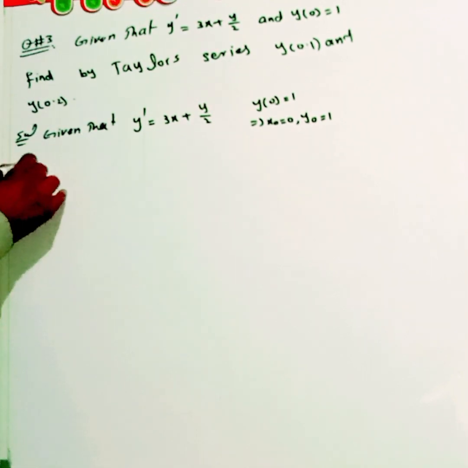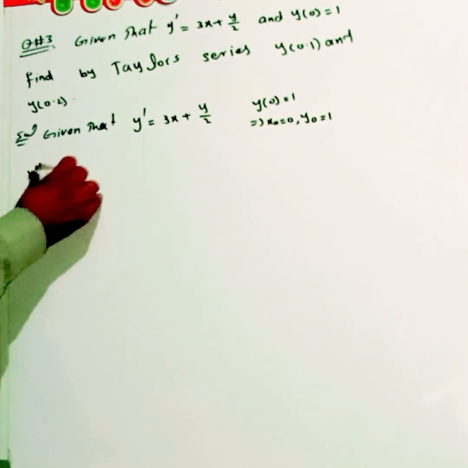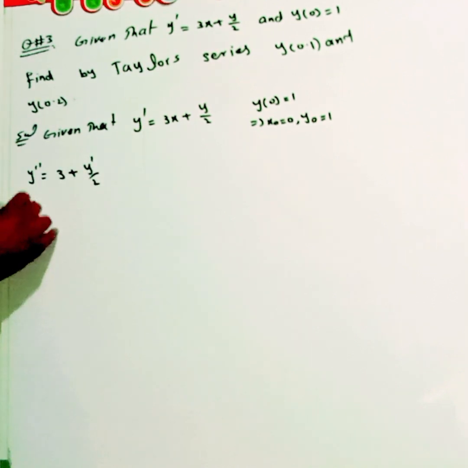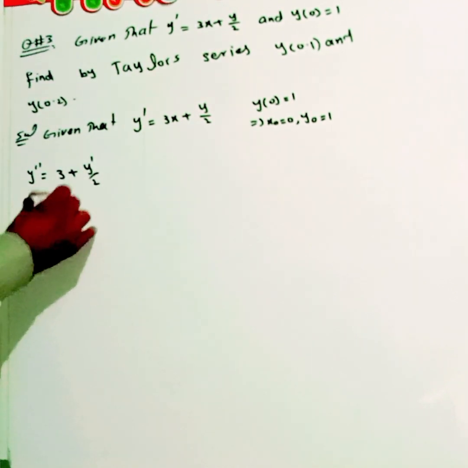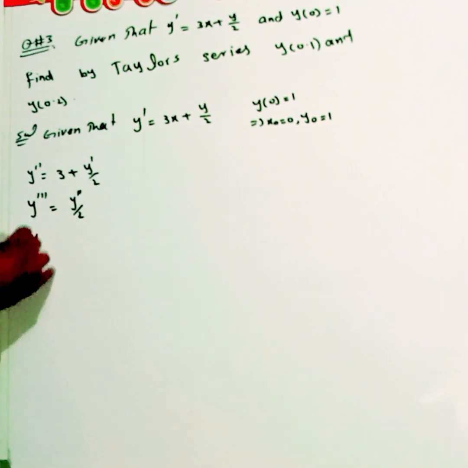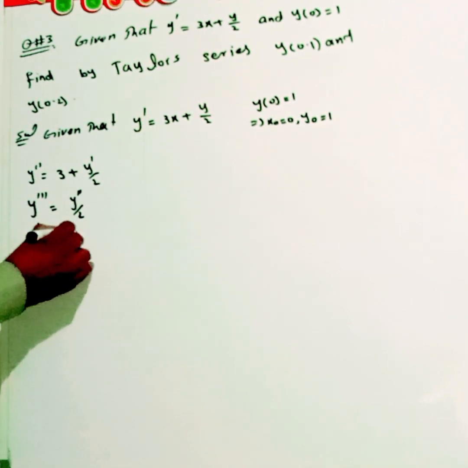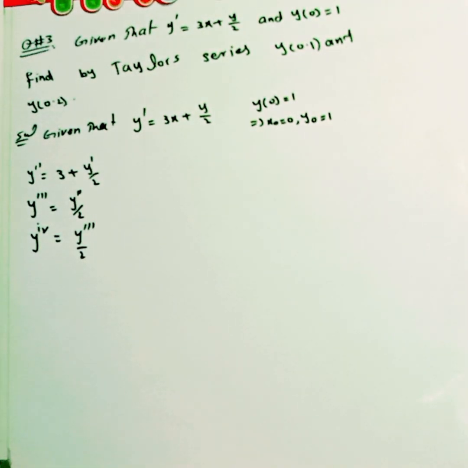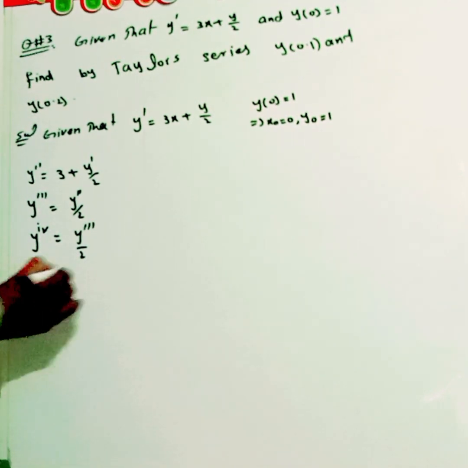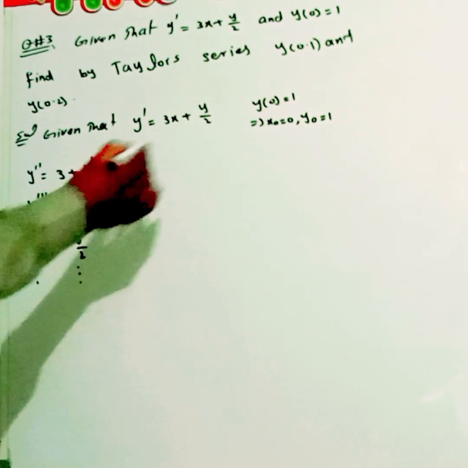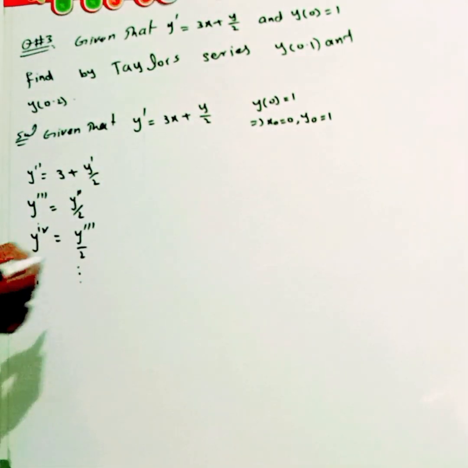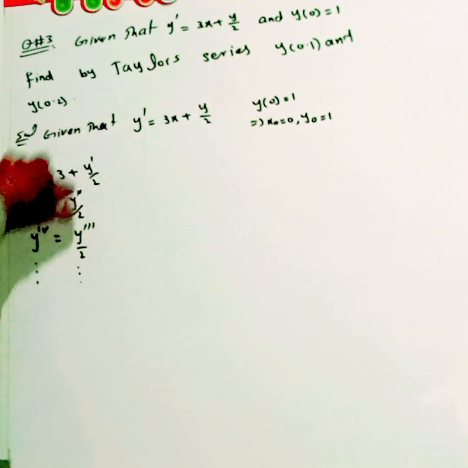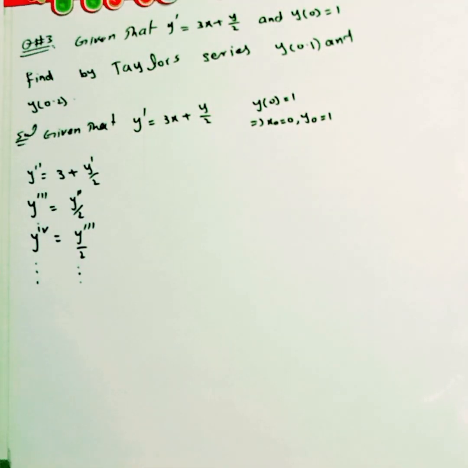So y double prime is equal to (3 plus y prime) over 2. Y triple prime is equal to y double prime over 2. And y fourth derivative is equal to y triple prime over 2. For better approximation, we have to take more derivatives and so on, at x is equal to 0. Now we find the values of these derivatives at x is equal to 0.